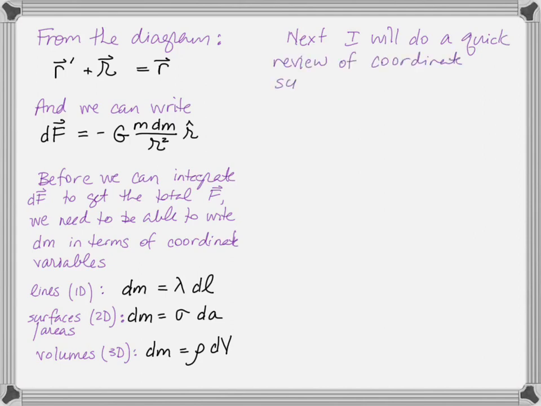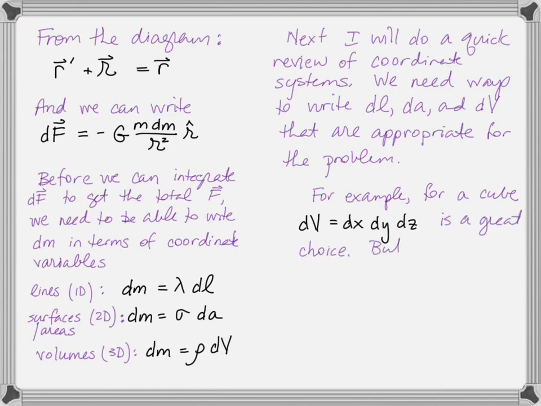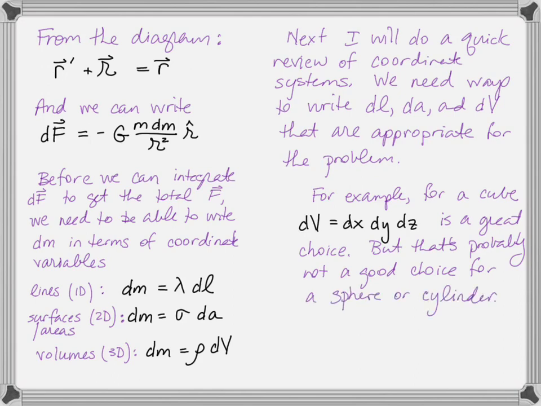Before we can integrate, one more step. That dl, I deliberately did not write dx there, say, although dx would be a perfectly good dl in Cartesian coordinates. But we need to review all the coordinate systems because you need to have all of them in your toolbox in case any problem has a different symmetry. So the example I list right there for a cube, a volume element of dx, dy, dz is a great choice. That's not such a good choice for a sphere, for example. So depending on the problem, you need to choose a different set of coordinates, and it will make the problem a lot easier. So that's up next.